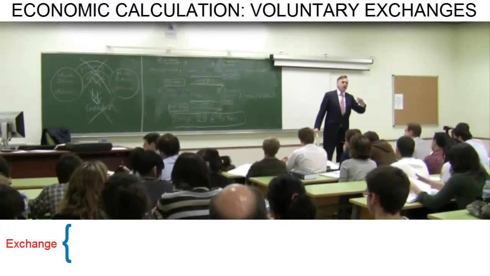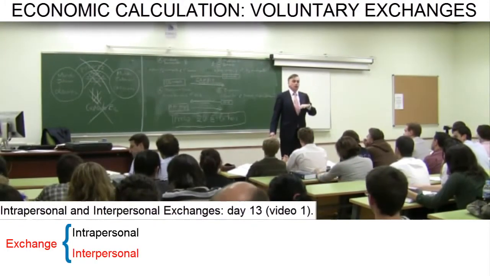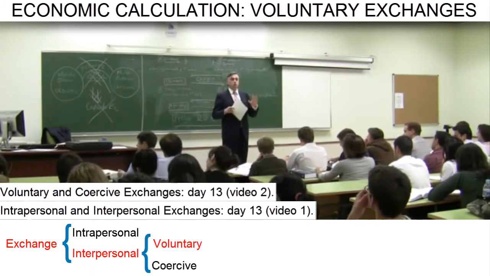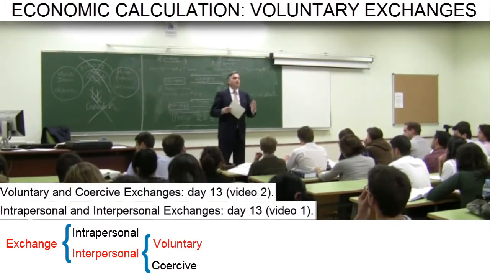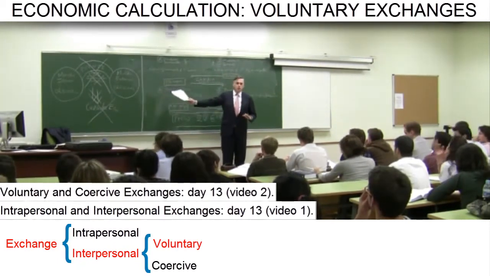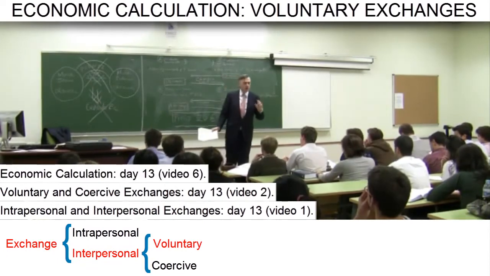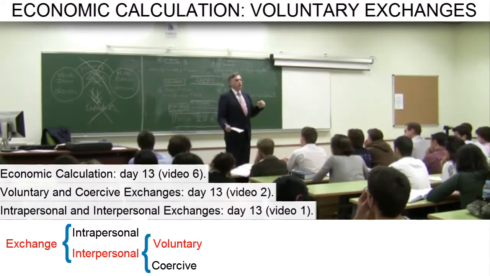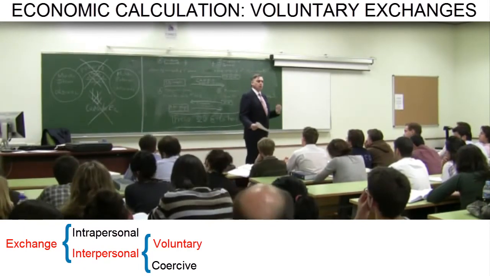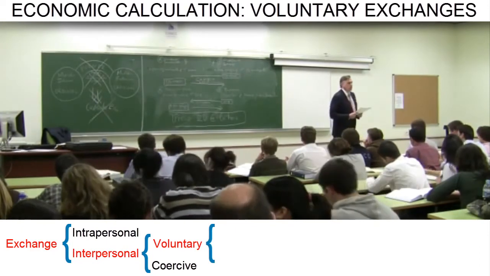Well, we have talked about two types of exchanges, intrapersonal and interpersonal exchanges, and we have broken down the latter into voluntary and coercive exchanges. Now we are going to concentrate on voluntary interpersonal exchanges and consider the problem of economic calculation, which we have introduced with our bridge diagram. However, to gain a deeper understanding of what makes economic calculation possible, we must make a third division of our topic.